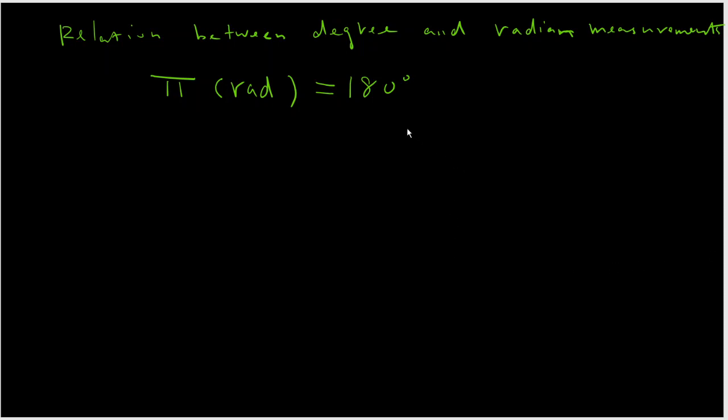Now you look at the mouse cursor. The degree measurement, you just write a little circle in here. It means 180 degrees. Again, pi radians is 180 degrees. In terms of angle, 180 degrees is a straight angle, right? An angle like this.